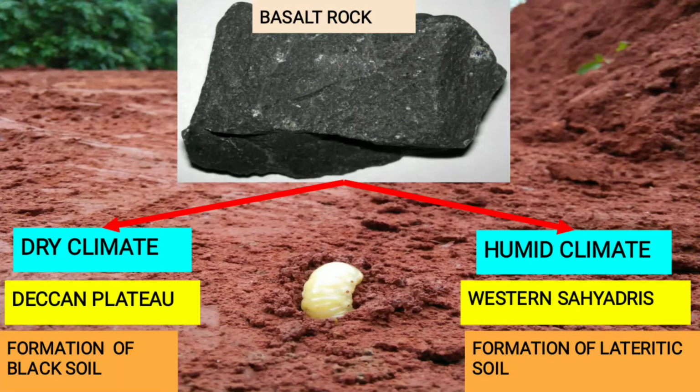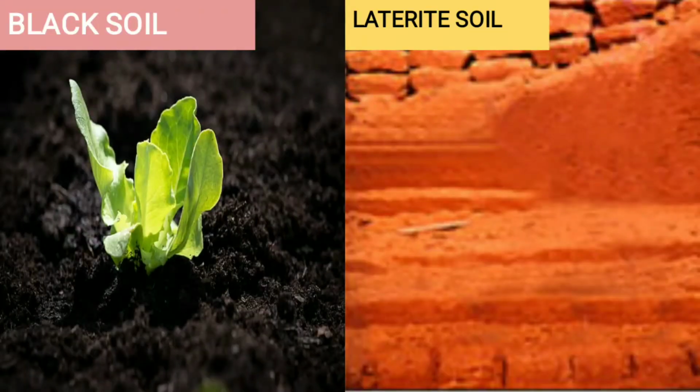Let us see. Here I have given an example of a basalt rock. The same rock is there, but in the dry climate of the Deccan Plateau, it will give rise to black soil. But the same basalt rock, when the climate is humid in the Western Sahyadris, will give rise to lateritic soil, or we can say laterite soil. So can you see the difference? The same rock gives rise to black soil in a dry climate and laterite soil in a humid climate. These are the two types of soil formed because of the weathering of basalt rock, in different climates.